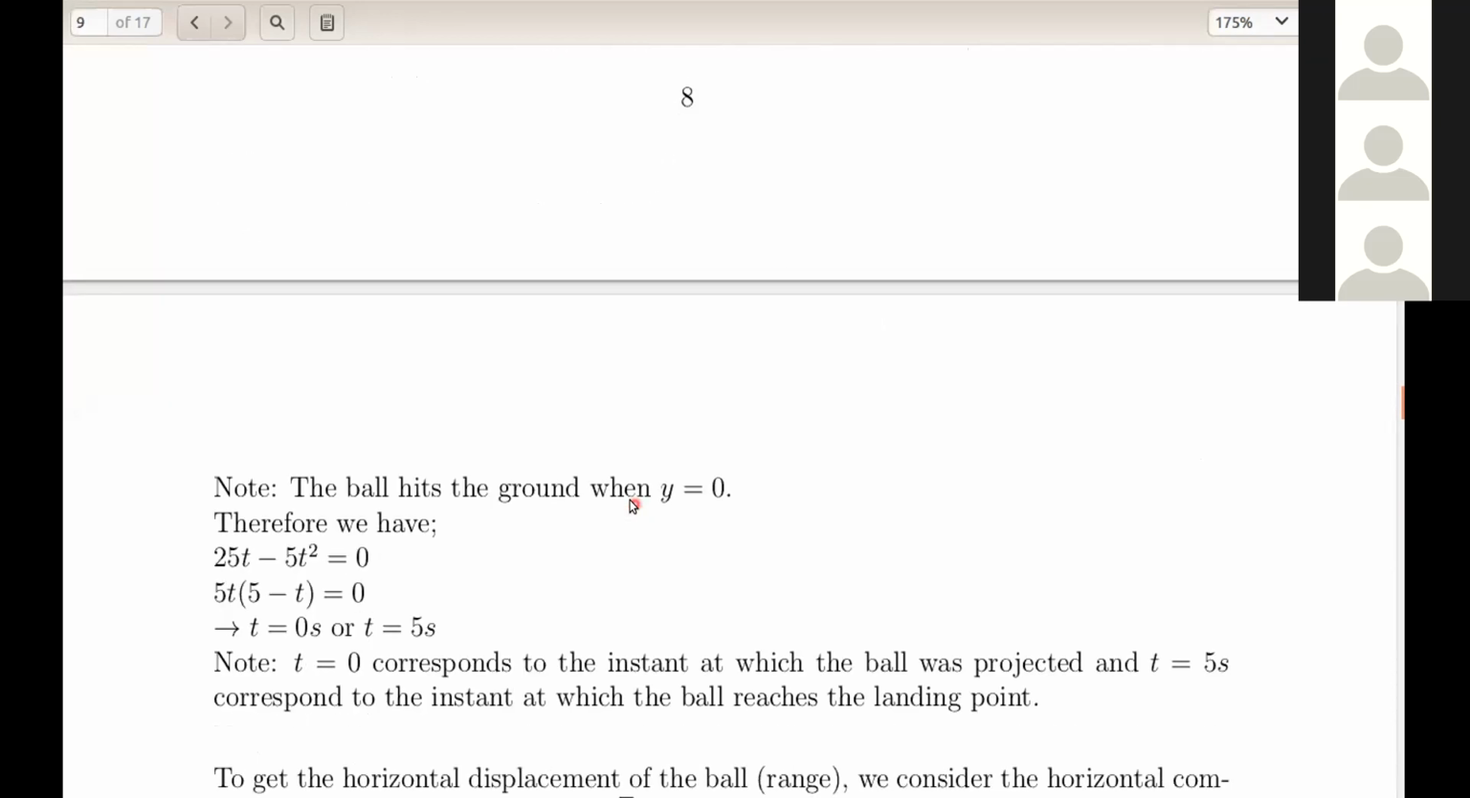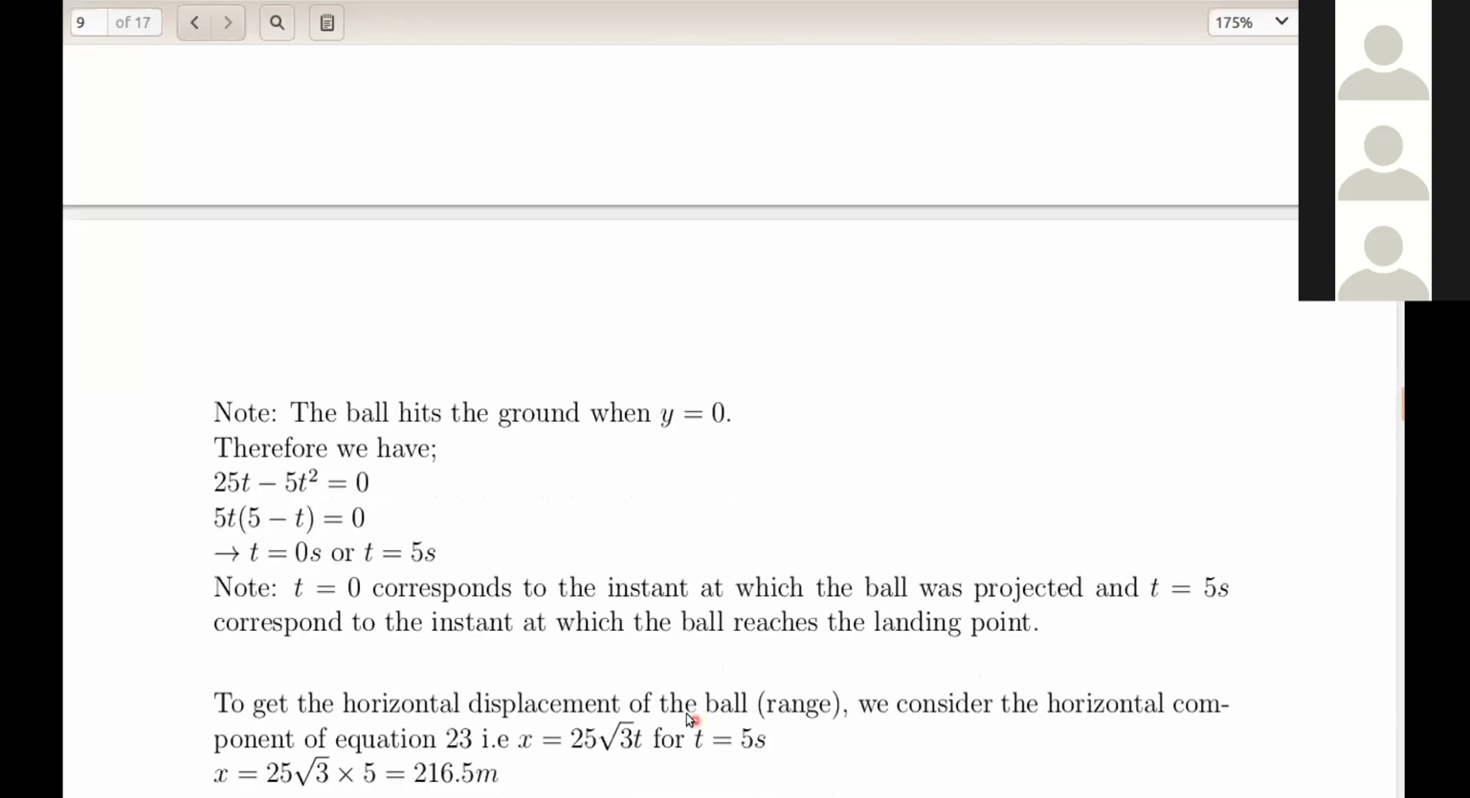Because we said that the ball lands on the same horizontal ground, the vertical component is zero. Therefore, you can equate 25 t minus 5 t squared to zero. Then you can find your t, which is zero, and your t, which is 5. T equals zero corresponds to the instant at which the ball was projected, and t equals 5 corresponds to the instant at which the ball reaches the landing point.